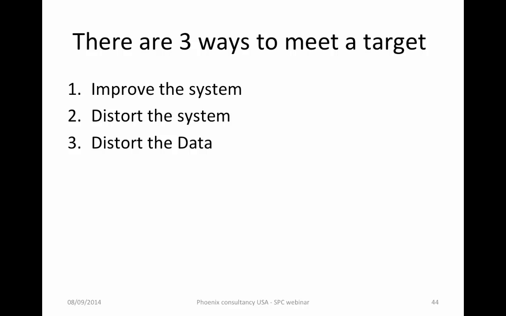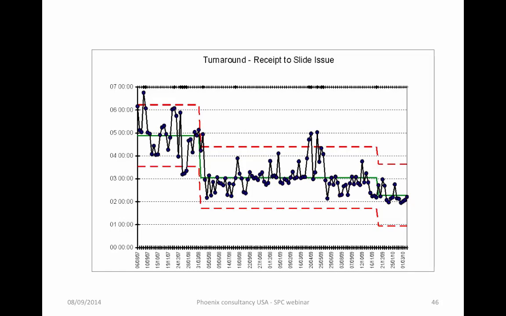So the danger of arbitrary targets that don't take into account process capability as measured through control charts is that, in the absence of any ability to improve the system, managers are forced into distorting the system or distorting the data in order to meet a target. Clearly, the only way to really meet a specification and satisfy user or customer demand is to improve the system, and control charts are incredibly valuable in measuring whether a service improvement project has actually improved the system.